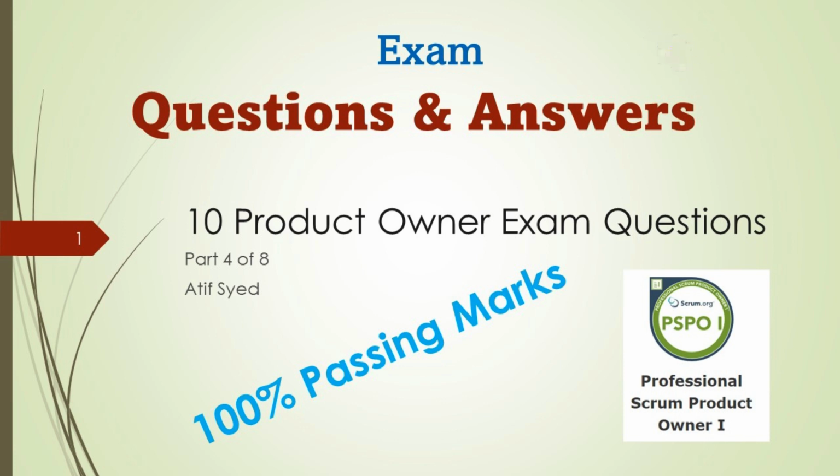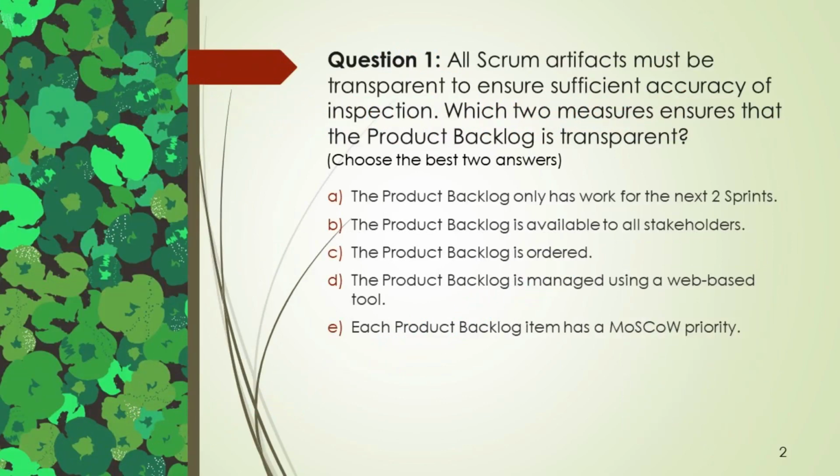Let's get started. Question 1. All Scrum artifacts must be transparent to ensure sufficient accuracy of inspection. Which two measures ensure that the product backlog is transparent? Choose the best two answers.